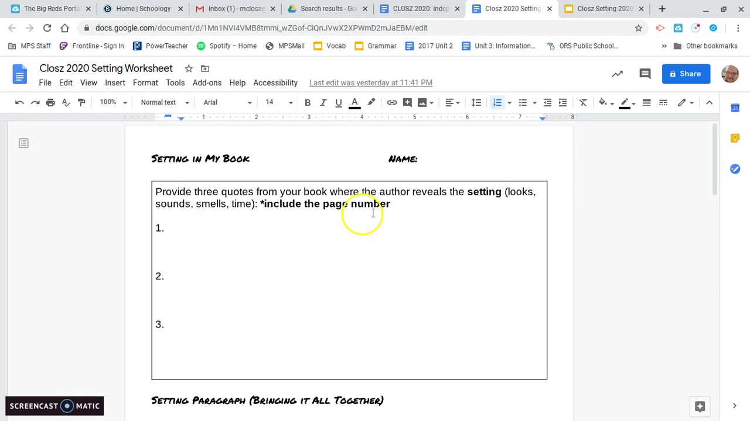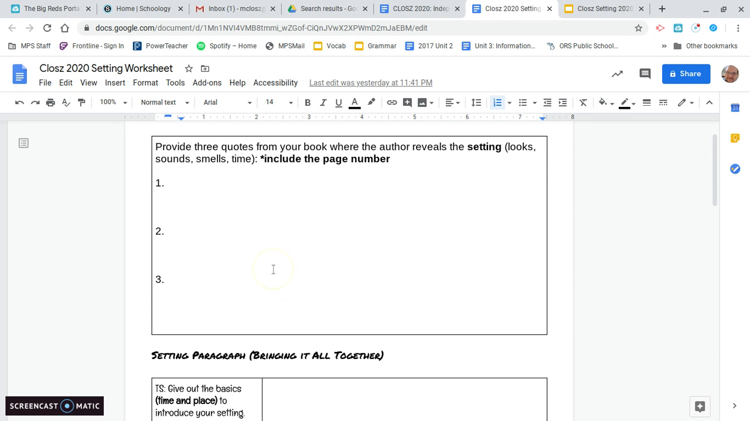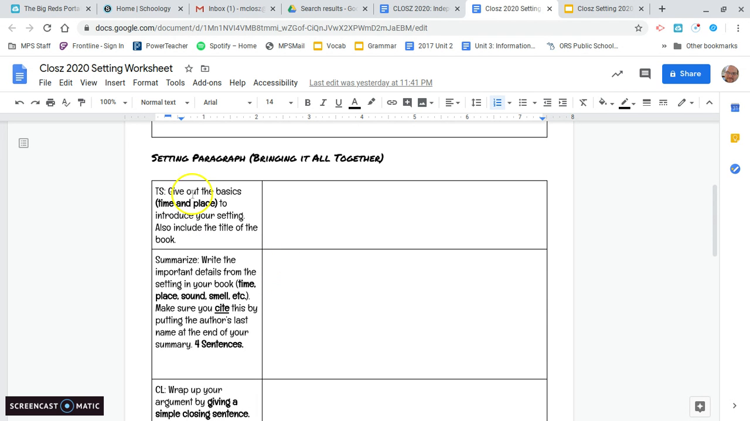Okay, so you need 3 quotes that talk about the setting in some way. And remember, that could be just something describing a sunset. It could be describing the exact city it takes place. Any of that could happen. And then you're going to write a paragraph, okay? So for your topic sentence here, you are going to give the basics, like the time and place, introduce your setting, tell me the title of your book. So just tell me an overview of where this takes place, okay?